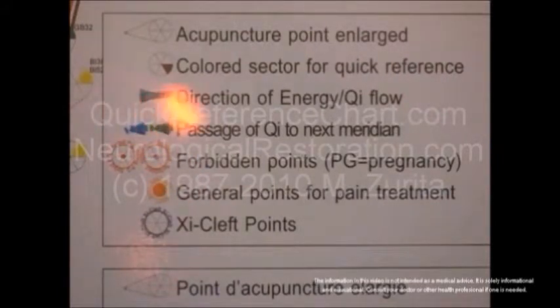The direction of the energy flow of the meridians is indicated by an arrow. The energy flow from one meridian to the next is indicated by these dashed lines. You can also find the points that are prohibited either for acupuncture, for moxa, or during pregnancy. The general points for pain treatment, which are these orange ones, and the chi cleft points, where the energy is stored, have blue letters around them.